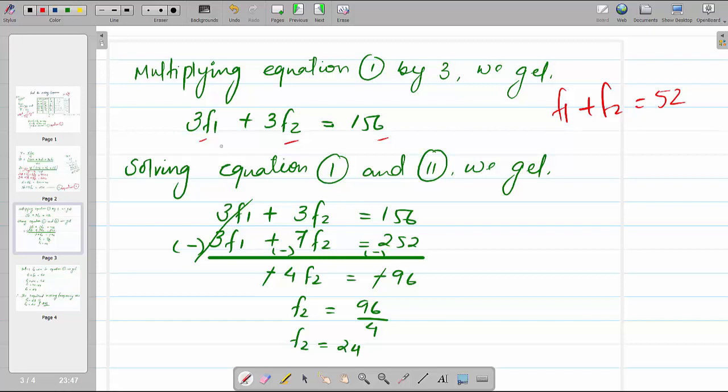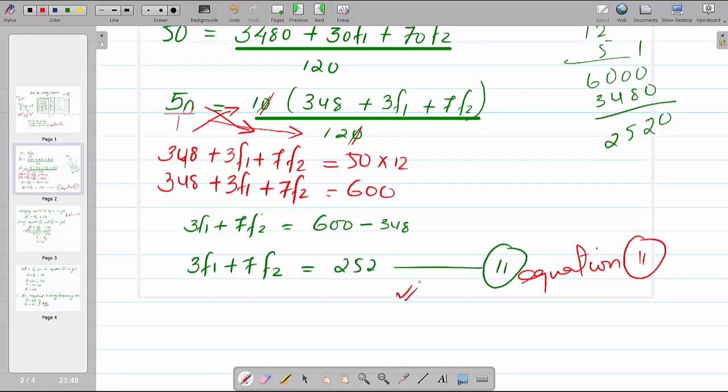Now, solving equation 1 and equation 2, you put down all the values of equation 1. Now you can strike it down. 3f1 plus 3f2 is equal to 156. That is equation 1. 3f1 plus 7f2 is equal to 252. That is equation number 2. Remember this one, right? So this is equation number 2.